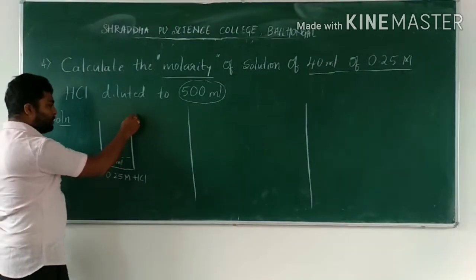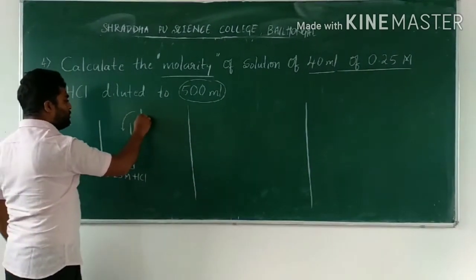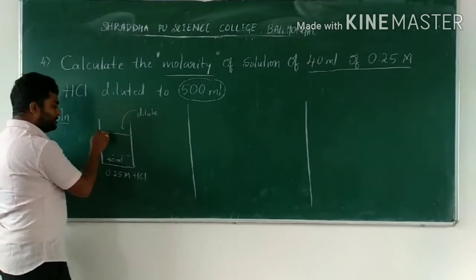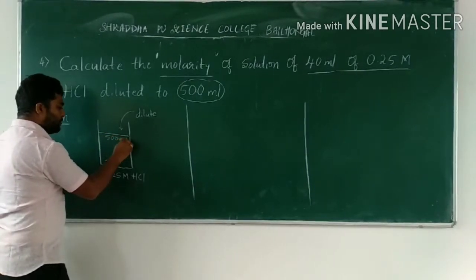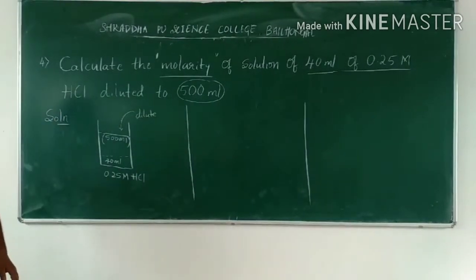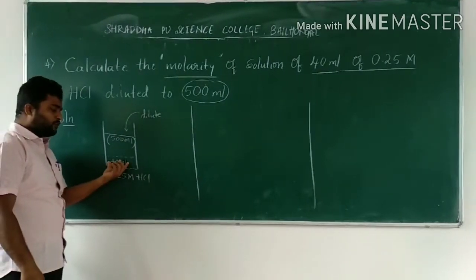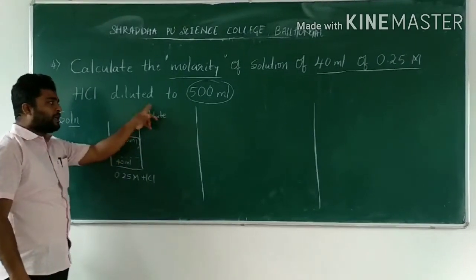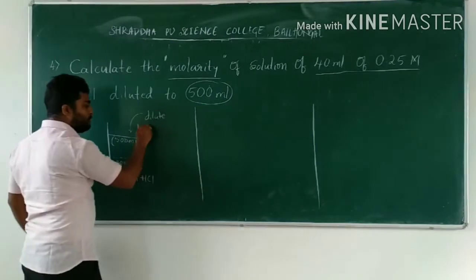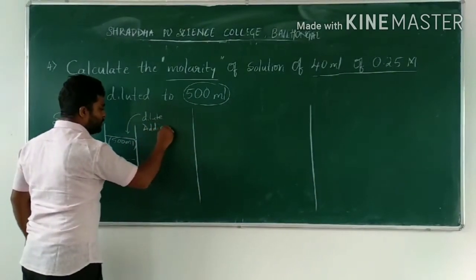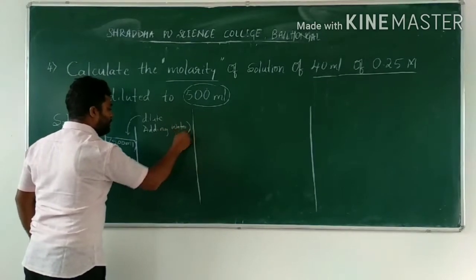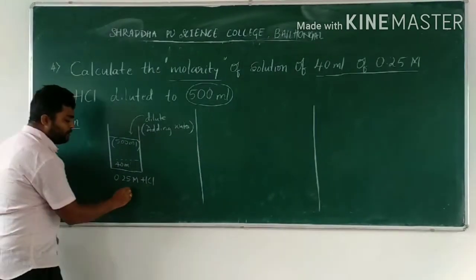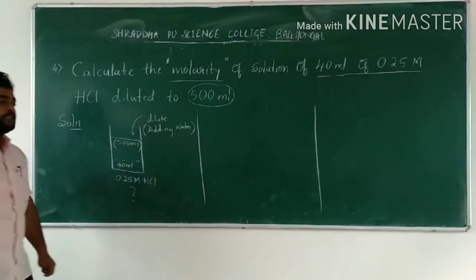So what I have to do is dilute it up to 500 ml. Please try to understand. First there is 40 ml of HCl whose molarity is 0.25 M. What I am doing is adding water. Dilution means you are adding water. Once I add the water and make the solution 500 ml, what is the resulting molarity?